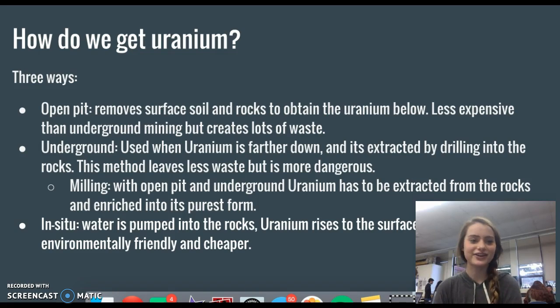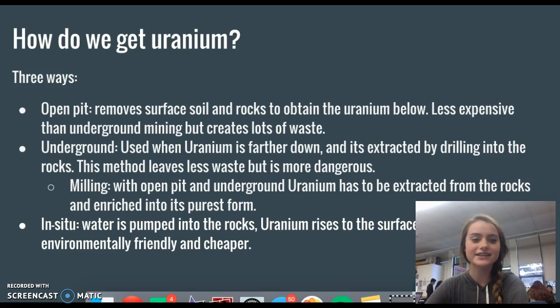So how do we get uranium? There's three ways. First is open pit, and that is used only when uranium is at the top level of the surface, and so what it does is it removes surface soil and rocks and gets the uranium below. And this is a less expensive method than underground mining, but it creates a lot of waste.